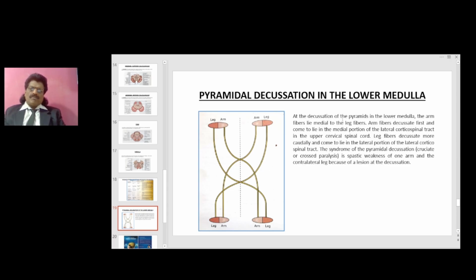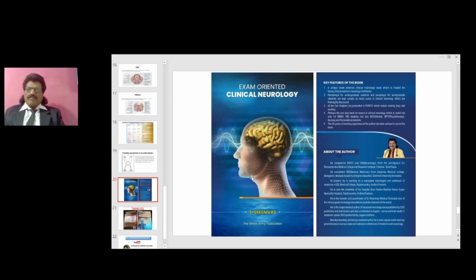So at the decussation of the pyramids in the lower medulla, the arms lie medial to the leg fibers. Arm fibers decussate first and come to lie in the medial portion of the lateral corticospinal tract in the upper cervical spinal cord. Leg fibers decussate more caudally and come to lie in the lateral portion of the lateral corticospinal tract. The syndrome of pyramidal decussation, cruciate or crossed paralysis, is spastic weakness of one arm and the contralateral leg because of a lesion at the decussation. So this is cruciate hemiplegia. So these are the wonderful concepts of the brainstem.